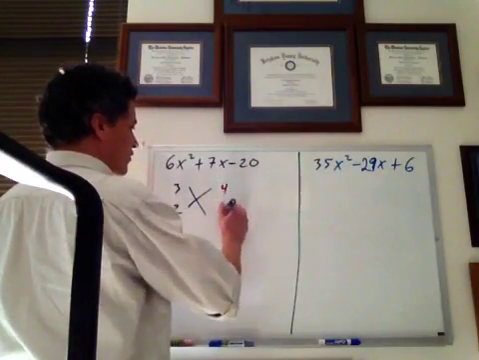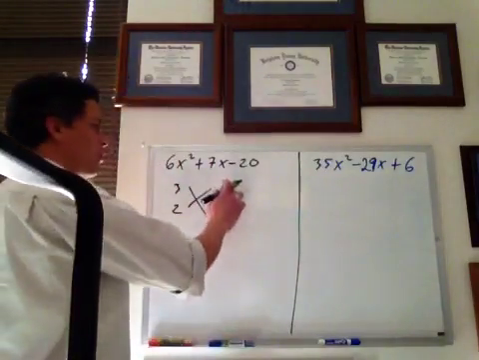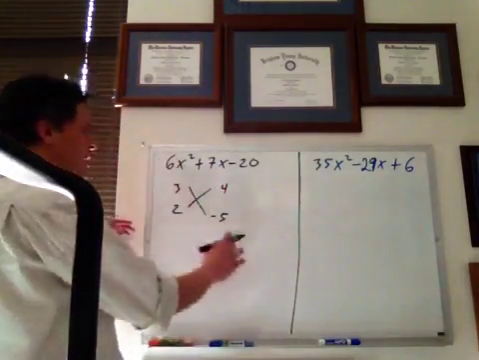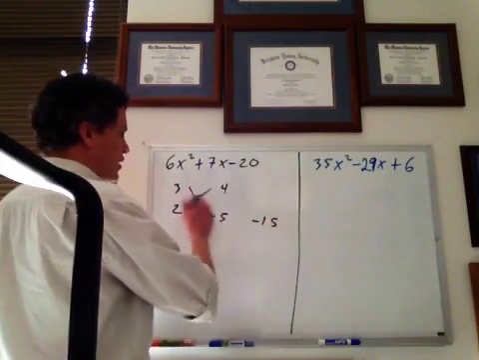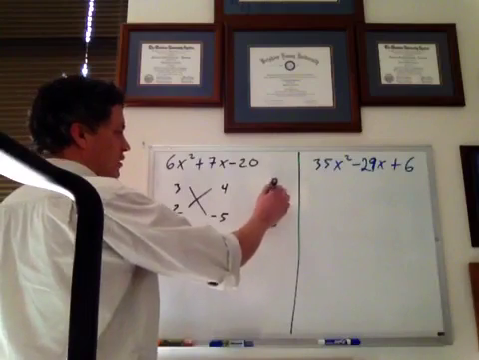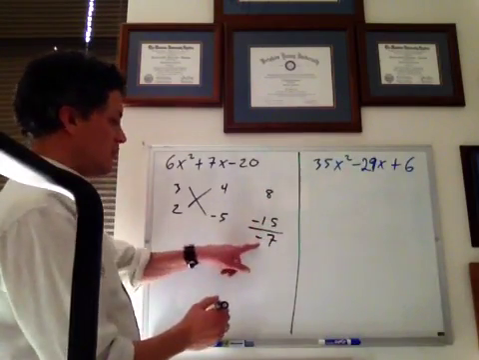So I'll put the 5 up here and the 4 down here. Excuse me, the 4 up here and the 5 down here. And I'll make another go. 3 times negative 5 is a negative 15. 2 times 4 is 8. Add them up, you get a negative 7. So I'm really, really close. I'm just missing the sign.